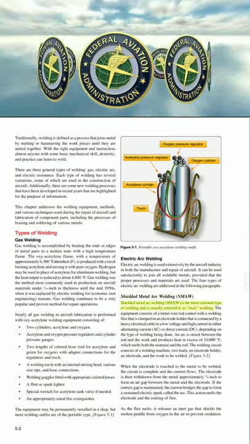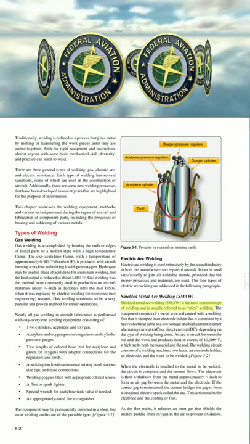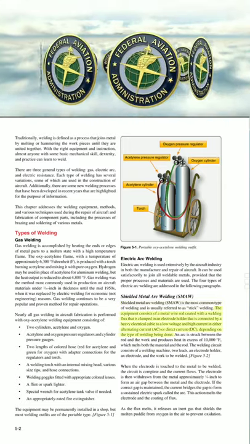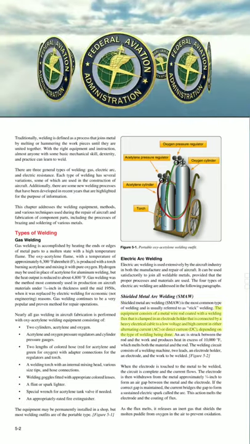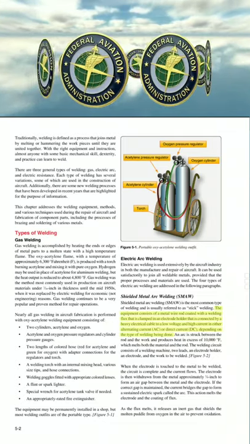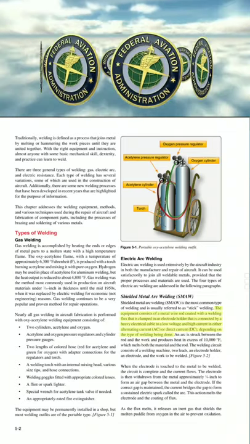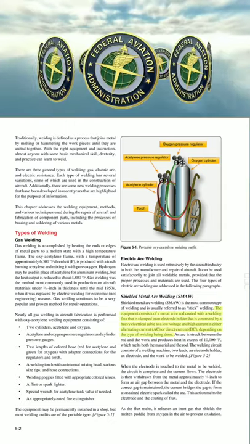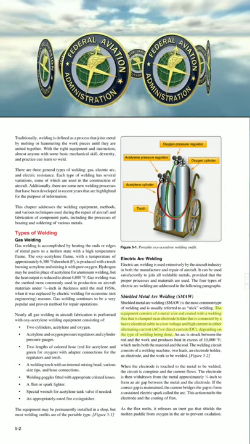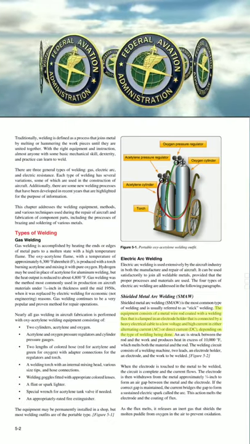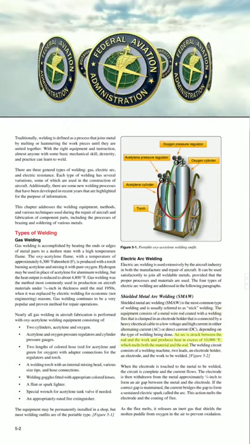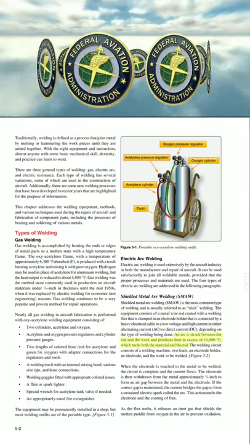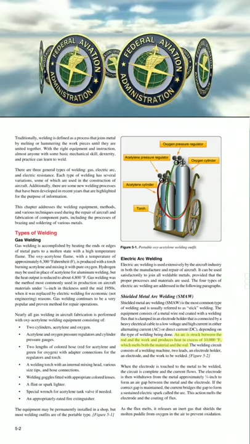Shielded metal arc welding, SMA, is the most common type of welding and is usually referred to as stick welding. The equipment consists of a metal wire rod coated with a welding flux that is clamped in an electrode holder that is connected by a heavy electrical cable to a low voltage and high current in either alternating current, AC, or direct current, DC, depending on the type of welding being done. An arc is struck between the rod and the work and produces heat in excess of 10,000 degrees F, which melts both the material and the rod.